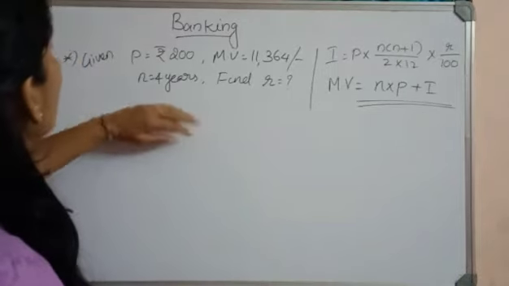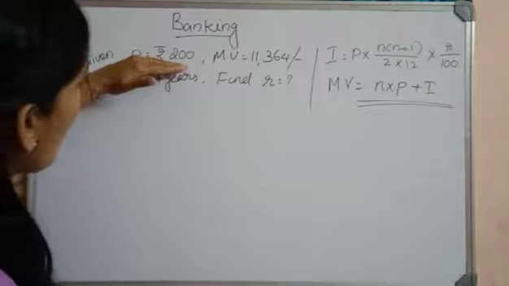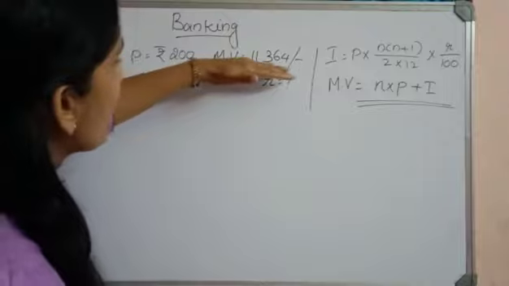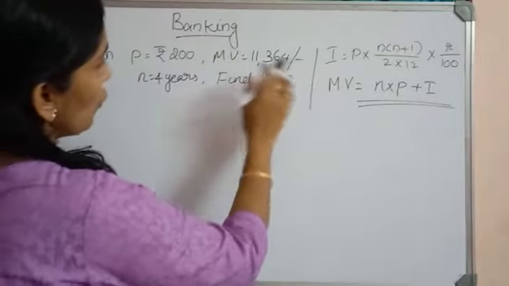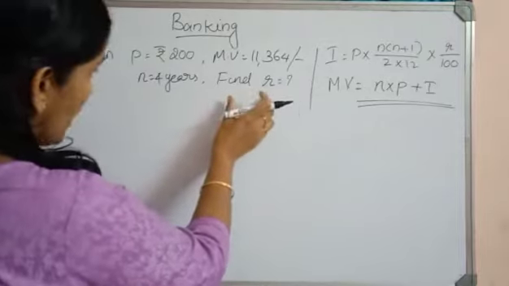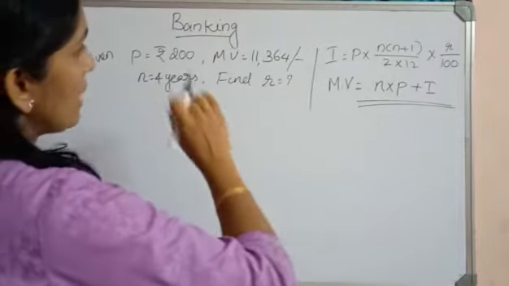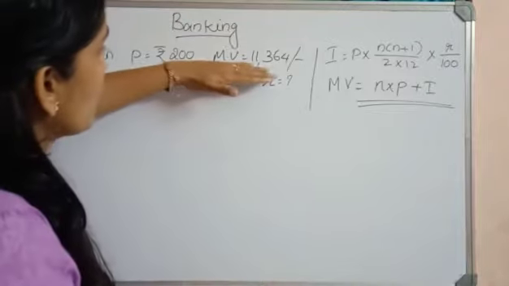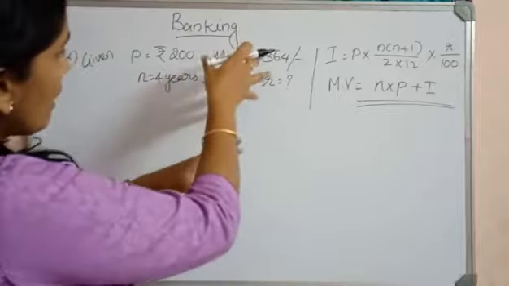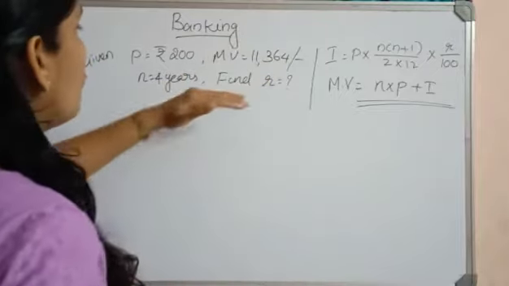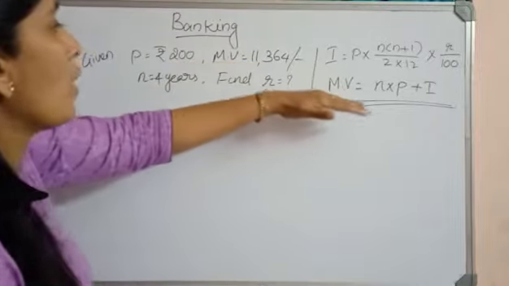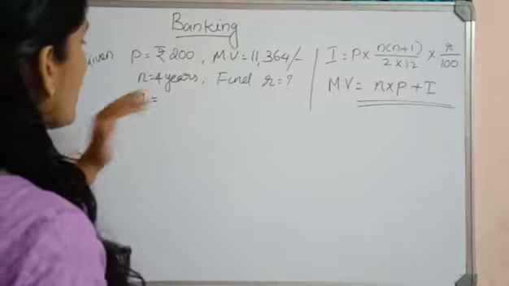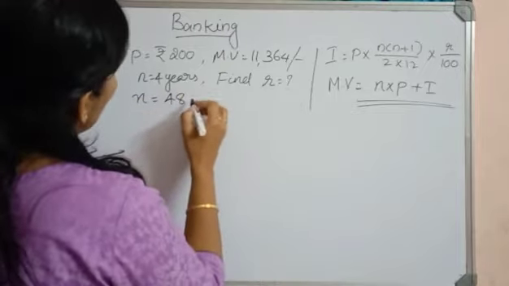Consider one more example. Here the monthly installment is given as rupees 200 and the time is 4 years. The maturity value is given, that is 11,364 rupees, and we need to find the rate of interest. In the previous case we had the monthly installment, time and rate of interest, and we were able to find the maturity value. Now the maturity value is given, and you need to find the rate of interest. For that, first we use the maturity value formula, and before that we need to make the time in terms of months. 4 years is 48 months.